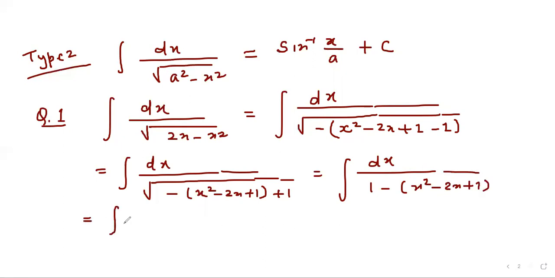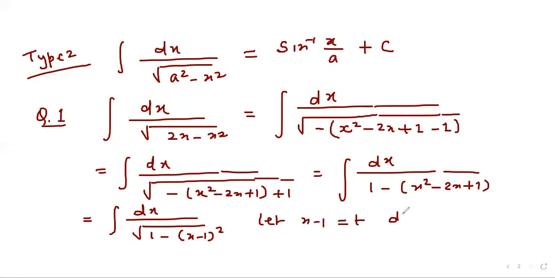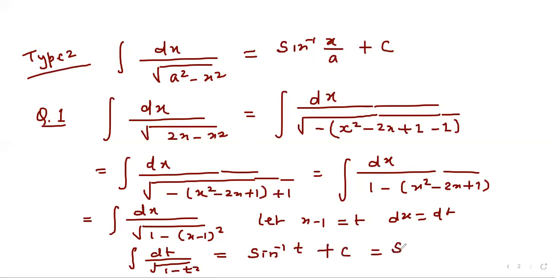This can be written as integration dx divided by root of 1 minus x minus 1 square. Let x minus 1 equal to t, so that will give dx equal to dt. So our question will become dt upon root of 1 minus t square. And this is of this form where a is 1. So this will become sine inverse t upon 1, that is sine inverse t plus c. So sine inverse x minus 1 plus c. Let's see next question.